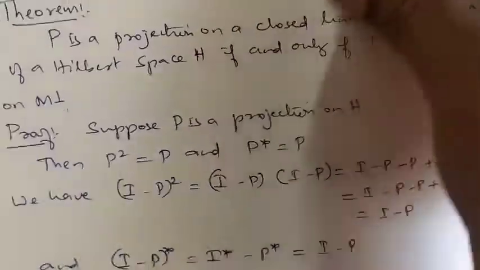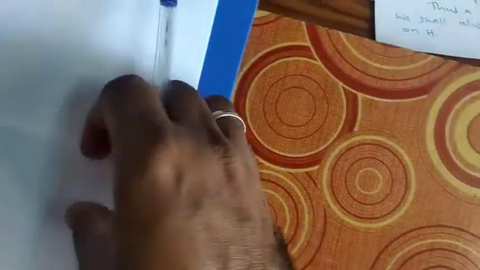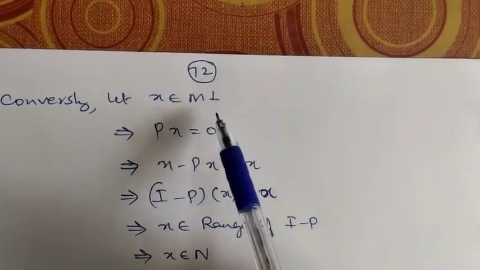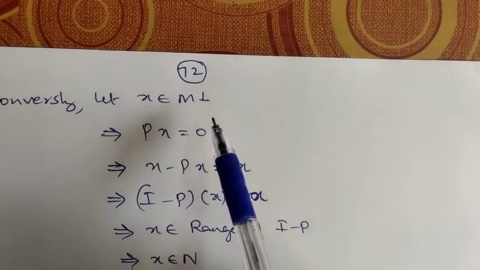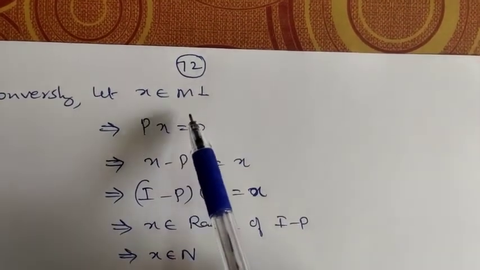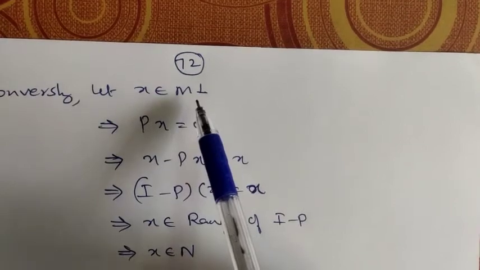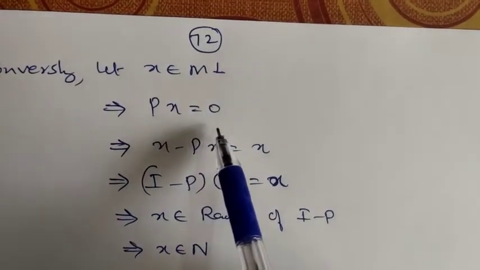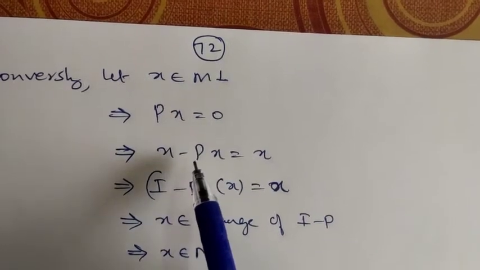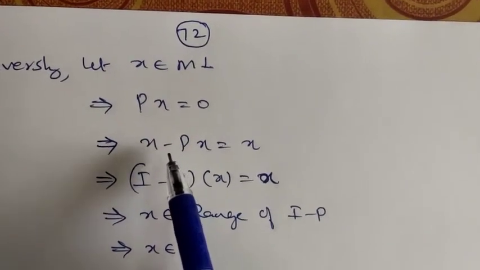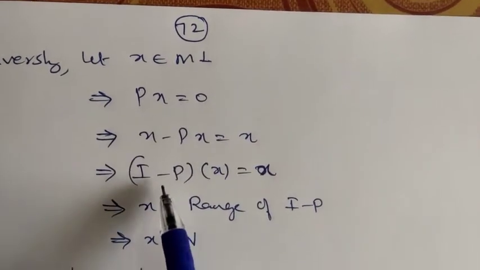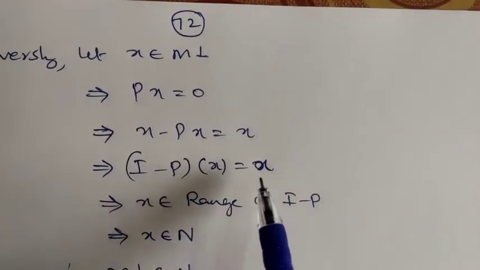So now let us take up the converse part. Say conversely, let X belong to M perp. X belongs to M perp implies what? Because M perp is the null space of P, P of X is equal to 0. This implies, adding and subtracting X, X minus P of X is equal to X. So this implies (I minus P) of X is equal to X.